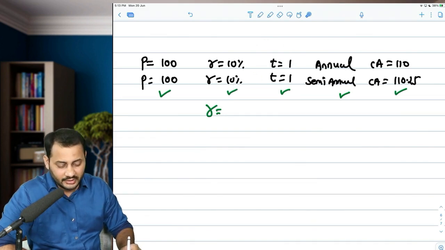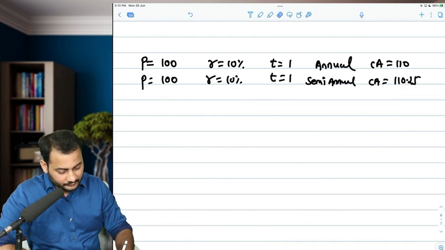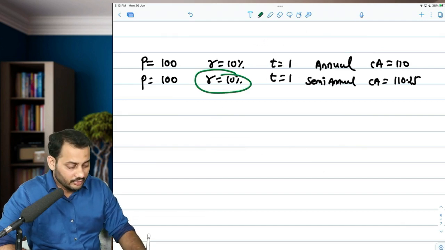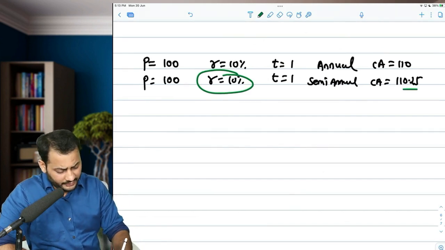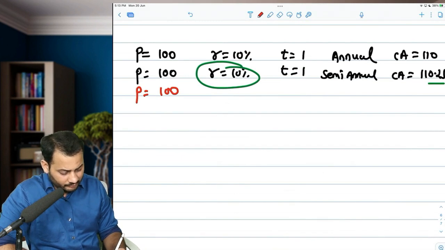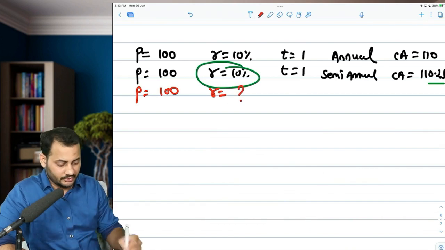I want to say that if the compounding would have been annual in this case, how much rate of interest would have been required for you to earn 110 rupees 25 paisa? Very simple. Again, I am repeating the question. Let's keep principal 100. Semi-annual compounding rate is 10%, or let's keep it a question mark.